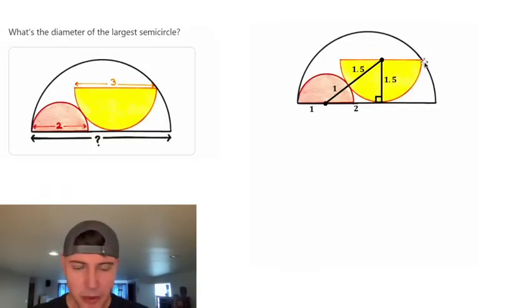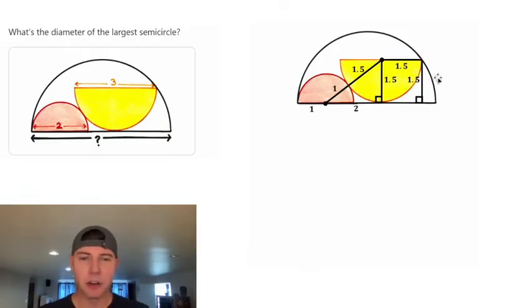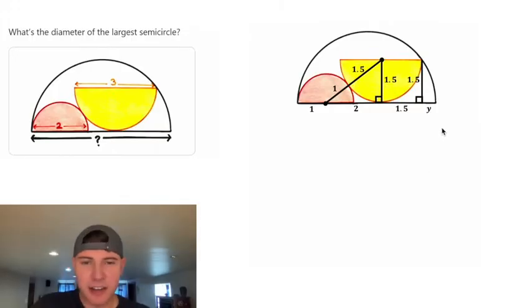Next, from this point right here, let's drop a perpendicular line to this diameter. This is the same length as this right here, so that'll also be 1.5. And then this radius right here is also 1.5, and we can drag it down here to see that this piece is 1.5. So now we're really getting close. We just got to find this last portion right here. Let's call the unknown value y. And I think I see how to solve y.